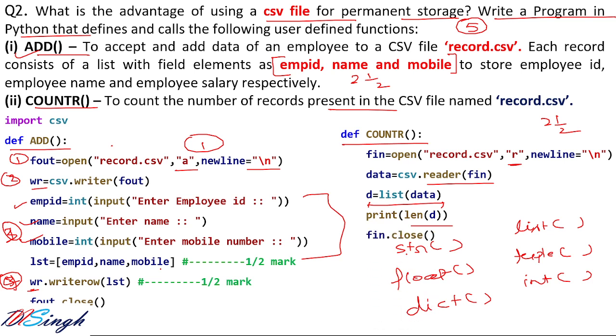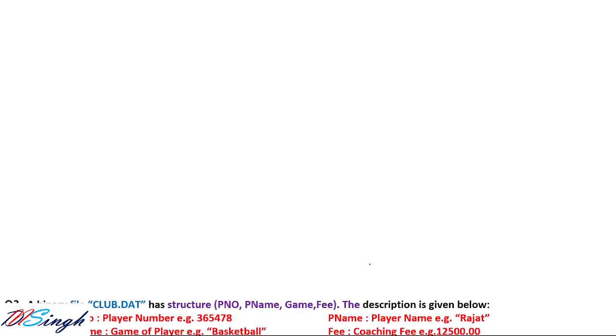Let us move on, then close the file pointer. Very important, obviously this is the most important part. If you open the file, definitely you have to close the file pointer. Then the driver code, where you are going to call these two functions, inside the main. Move to the next question.